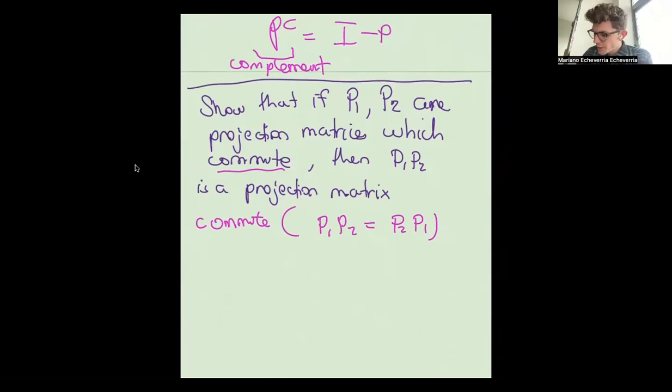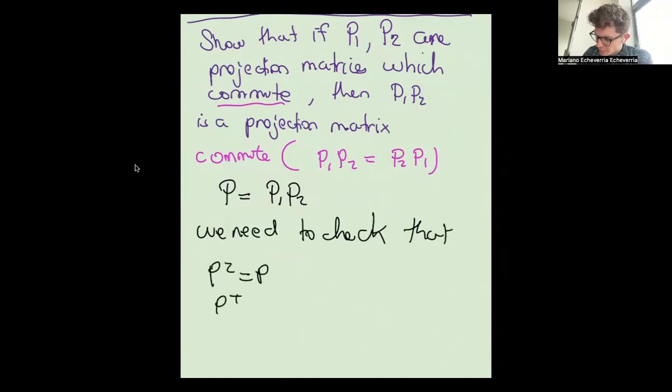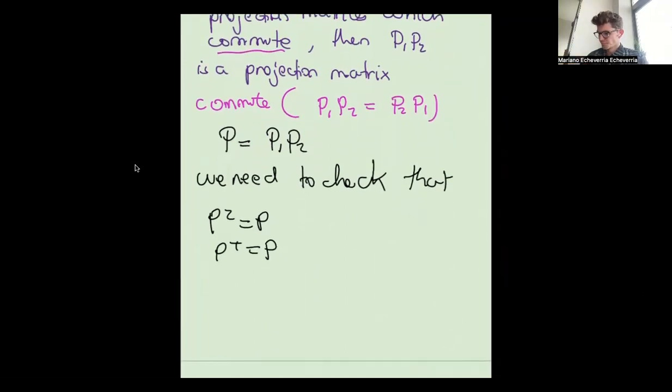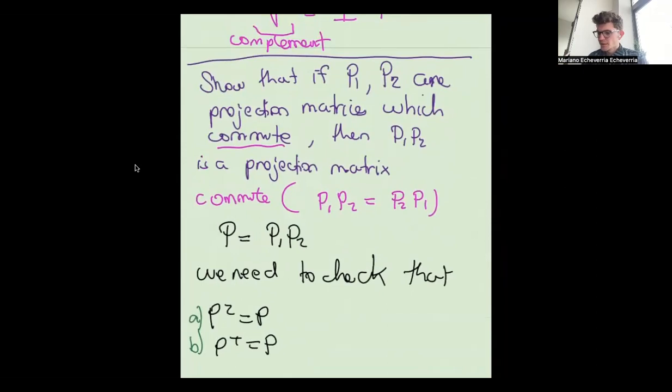So let's call P equal to P1 times P2. We need to check that P squared equals P, and that P transpose equals P. Again, those are the two things that you always need to check when you have a projection matrix. Is that clear with everyone? That's what you need to check?